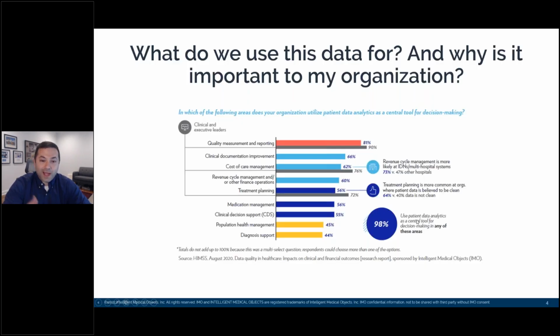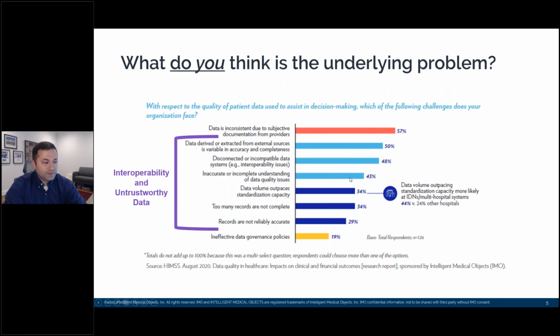So IMO at HIMSS 2020 sent out a questionnaire to say, as you think about data within your ecosystem, and for the healthcare organizations on the line today, how are you using this data? And you answered, I'm using it for quality measurements, documentation improvement, cost of care management, revenue cycle enhancement, decision support, treatments, protocols, a whole host of other use cases. And these are direct care and quality insights operations.